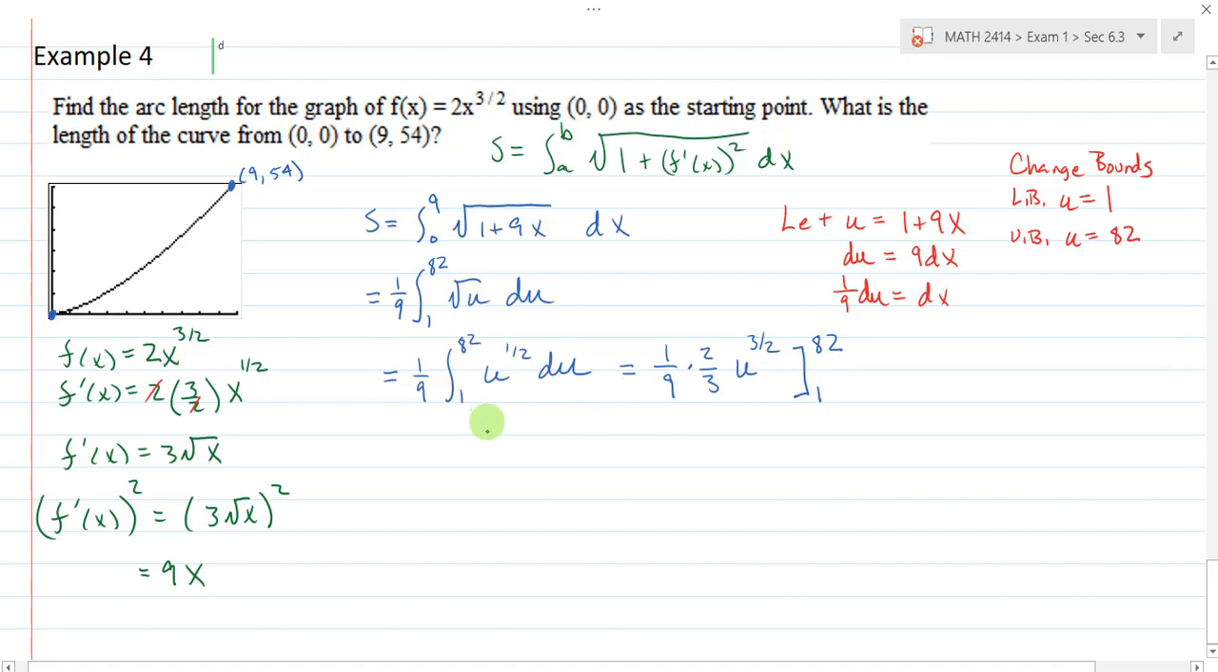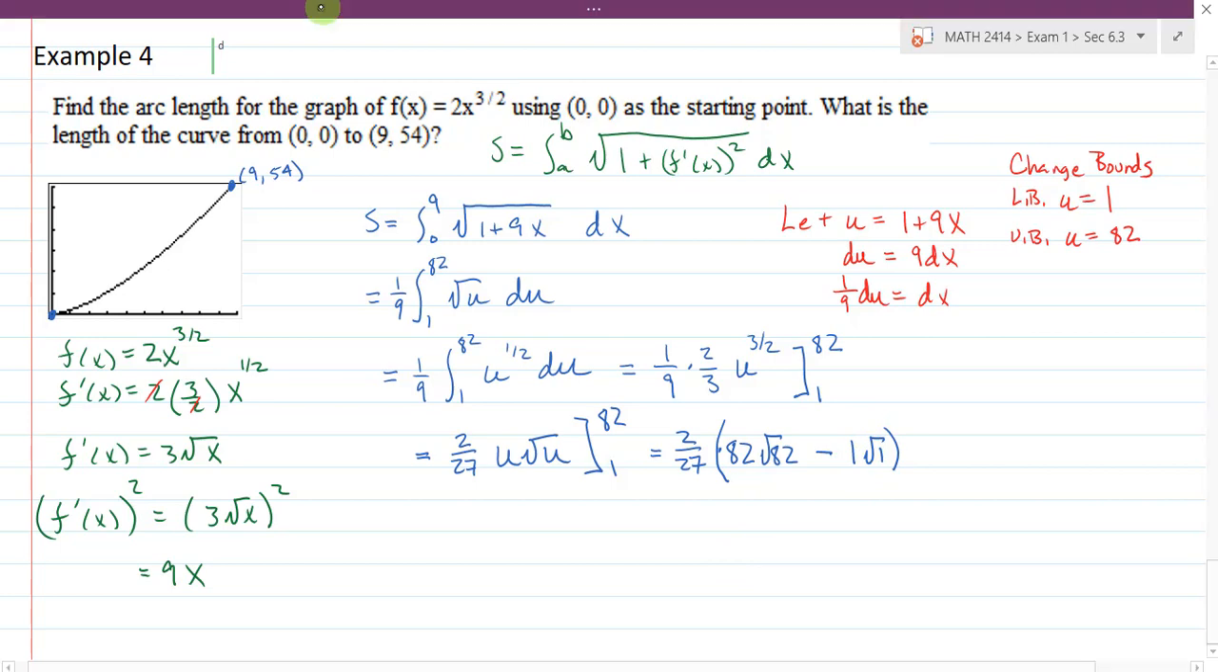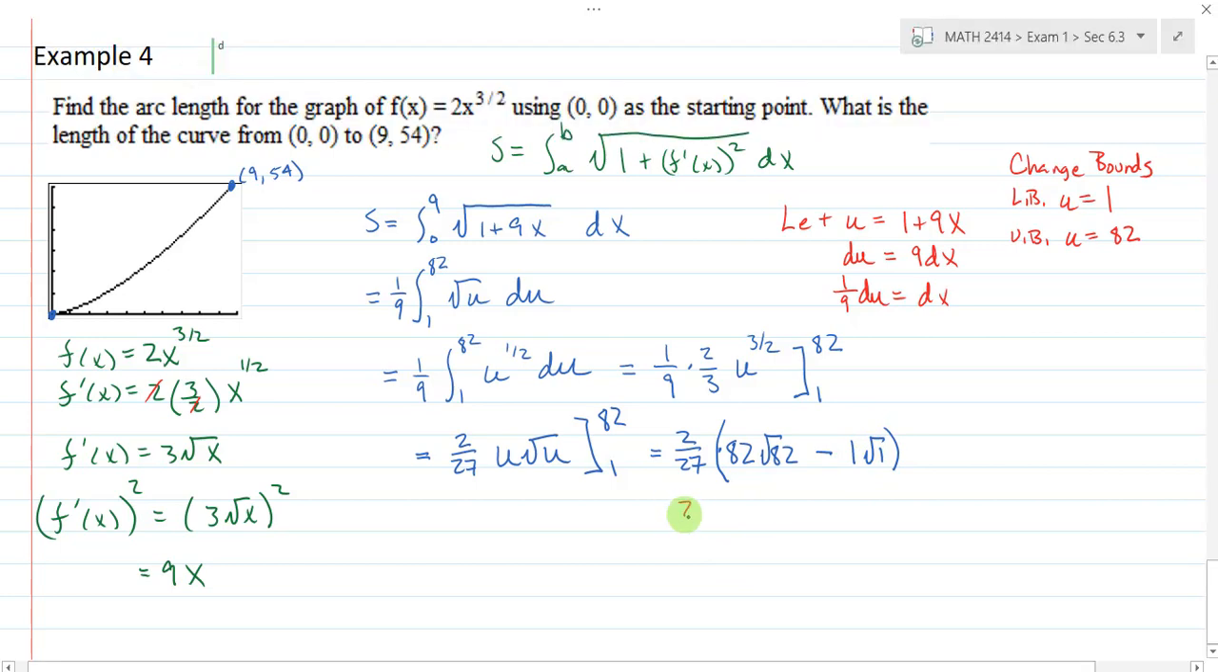So cleaning that up, we're going to get 2 over 27, because 2 times 1 is 2, 9 times 3 is 27. And then u to the 3/2 I could write as u square roots of u, from 1 to 82. So when we plug in our upper bound, we're going to get 82 square roots of 82 minus, and then our lower bound is going to be 1 square root of 1. I would be okay if you just wrote this as your final answer. You could write 2 over 27 times 82 square roots of 82 minus 1.